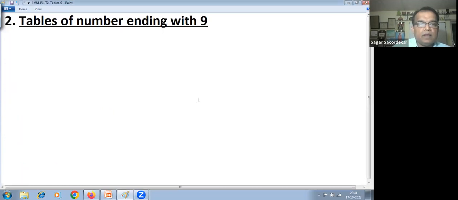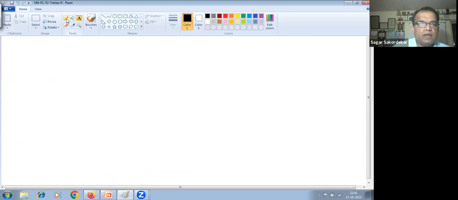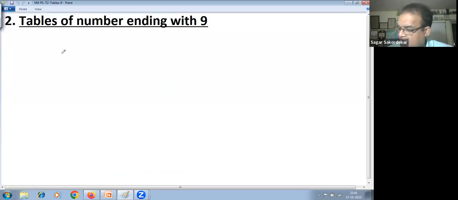Second topic is tables of numbers ending with 9, the last digit. If it is 9, how can we quickly generate tables? Any number whose last digit is 9, you can generate a table quickly. Let's see how. We are going to use the first sutra for this.